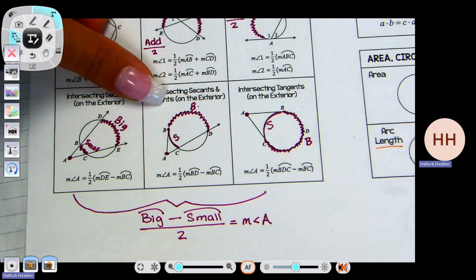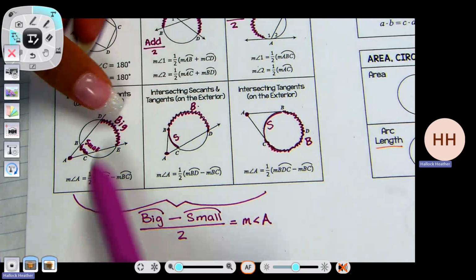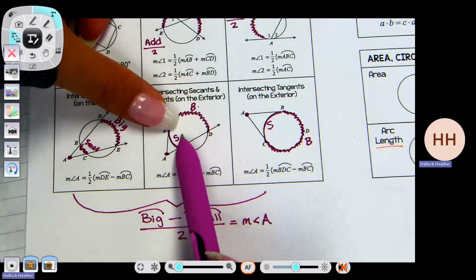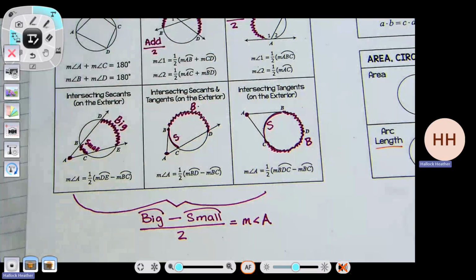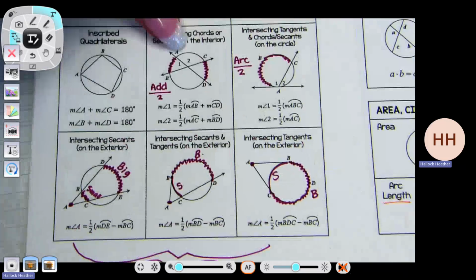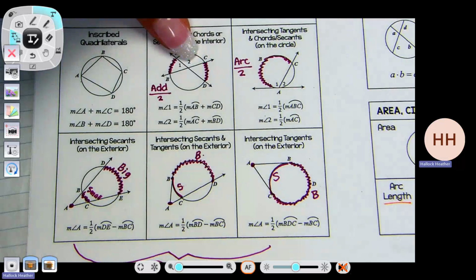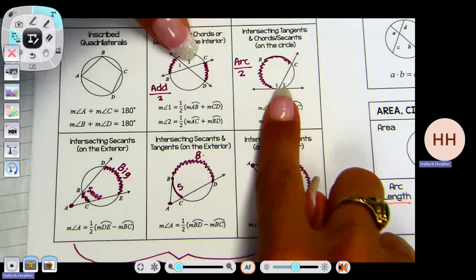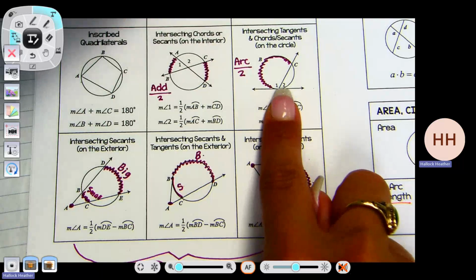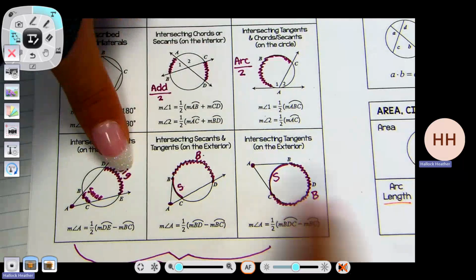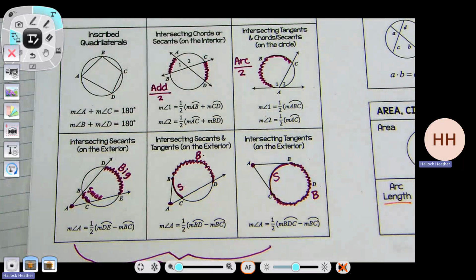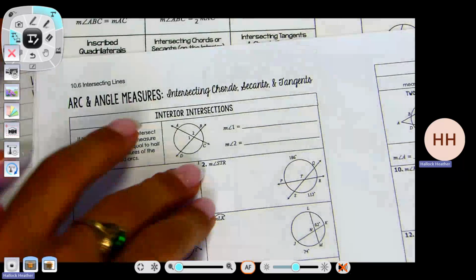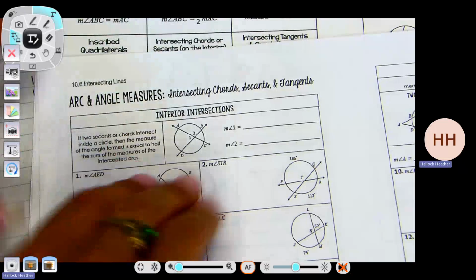So they all use the same rule. They just look slightly different. So big minus small divide by 2, big minus small divide by 2, big minus small divide by 2. And then it equals the angle on the outside. So basically we need to decide if they crisscross on the inside, we add it. If they crisscross on the outside, we subtract it. And if it's on the edge of the circle, you're just dividing by 2 to get the angle on the inside. Okay, so there's 3 different rules. We just gotta figure out which one goes with which. So on today's paper, this is number 115.